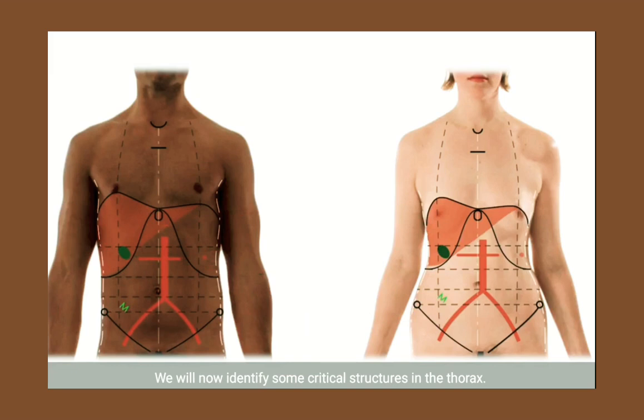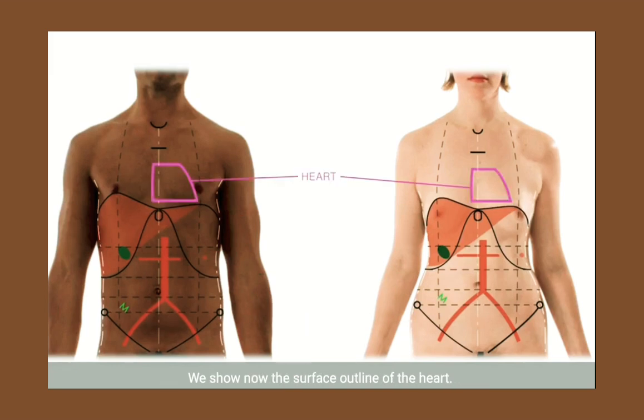We'll now identify some critical structures in the thorax. We show now the surface outline of the heart. We see the right border of the heart is close to the right border of the sternum, and the apex of the heart is close to the midclavicular line and near the nipple. The superior border of the heart is roughly at the level of the third rib.